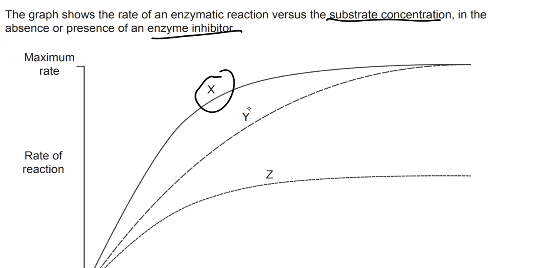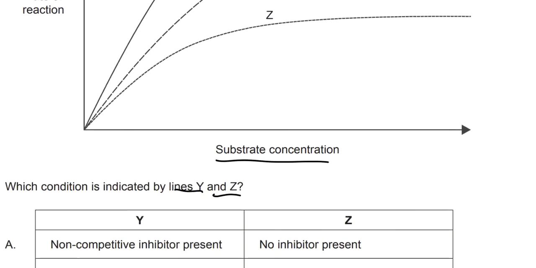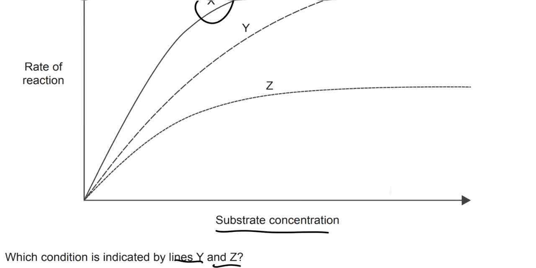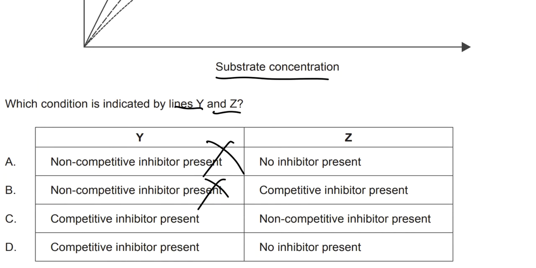Y seems to me as competitive inhibition because the reaction does complete, because it ends up at that maximum point where the maximum rate is achieved. But it reaches the maximum at a slower rate, so this suggests to me that there's an inhibitor involved that's competitive. So I'm going to eliminate these two options. And for Z, the other two options say no inhibitor present and non-competitive inhibitor present.